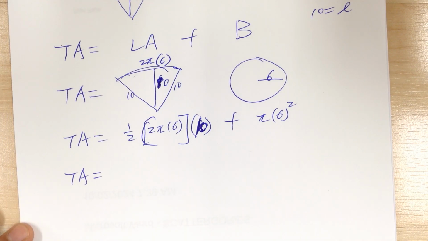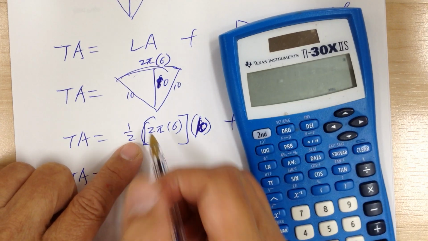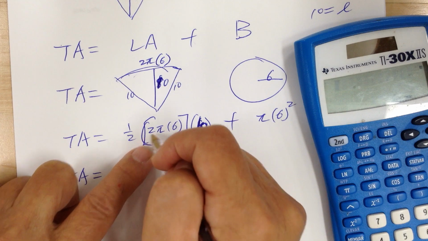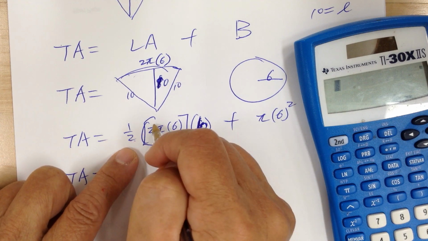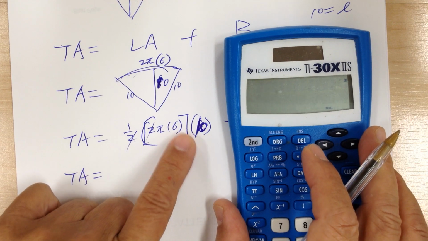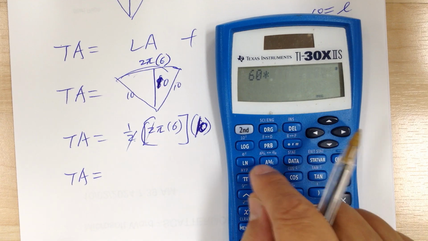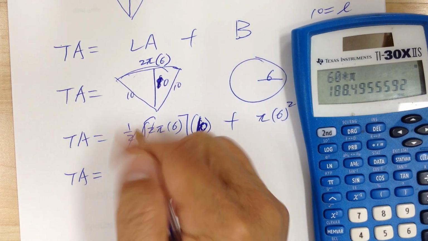Okay, let's get a calculator. Let's work things out. Okay, so before you even start, right? Notice that 1/2 and 2 will cancel out, right? So it saves you some work. So 6 times 10 would be 60. So it would be 60 pi. Okay. So I'm going to go 60 times pi.